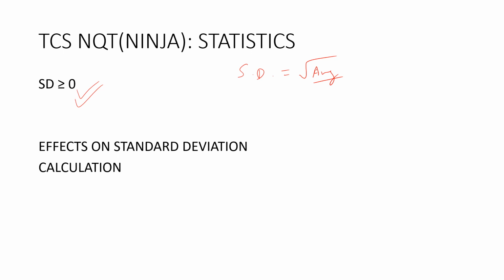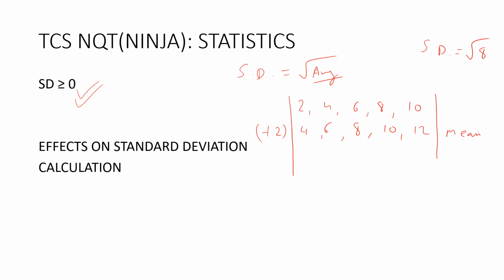Next, which is going to be very important, we want to discuss the effect of doing various operations on standard deviation. Let's consider this. My terms were looking like this: 2, 4, 6, 8. I'm working on that same set of terms, and I know the standard deviation came out to be square root of 8. I'll keep this in mind. Now, what next? I am adding 2 to each term, so my terms would look like this now. My mean would change. My new mean is going to be 8.